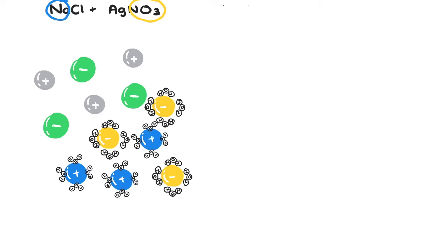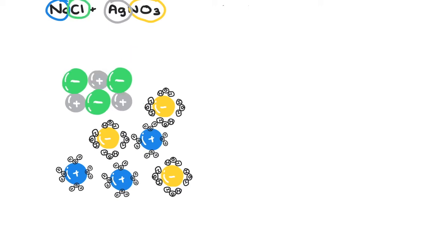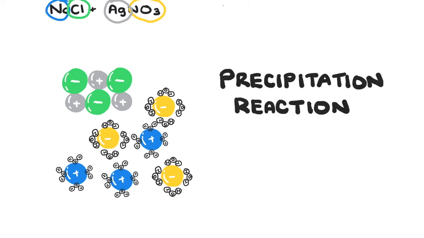But we also have the positively charged silver ion, which can be attracted to the negatively charged chloride ion, and they are attracted. The electrostatic attraction between the silver ions and the chloride ions is greater than that of water, so they are taken out of solution, forming a precipitate. This is known as a precipitation reaction.